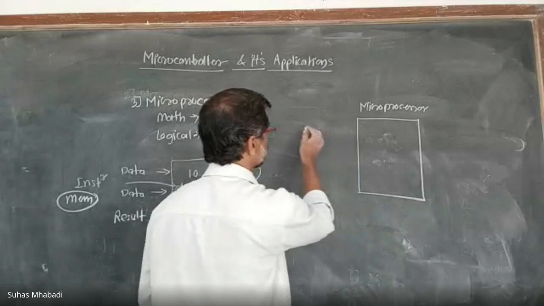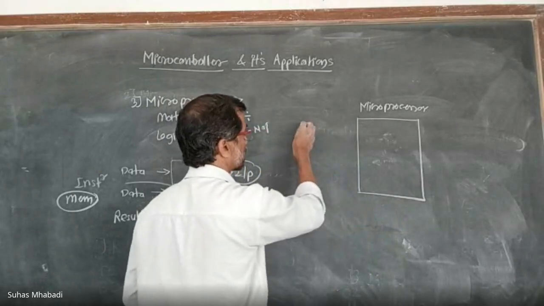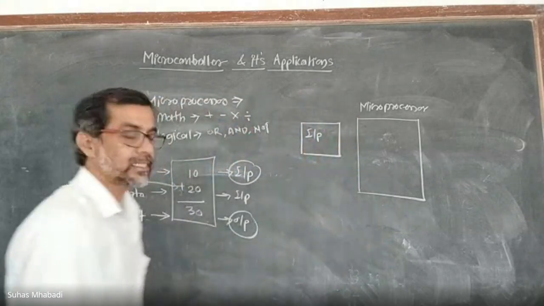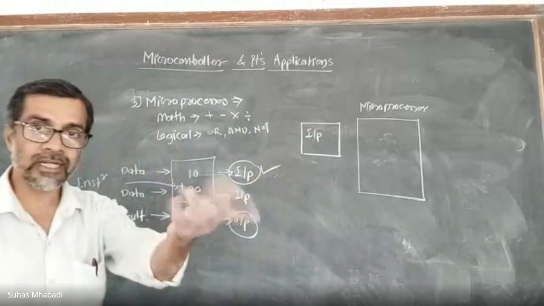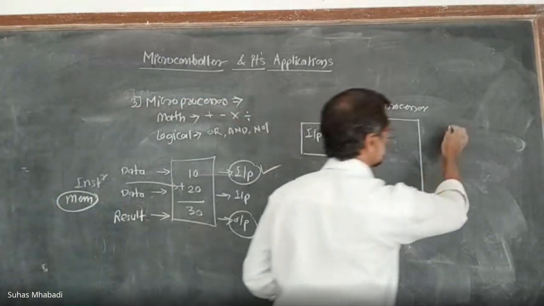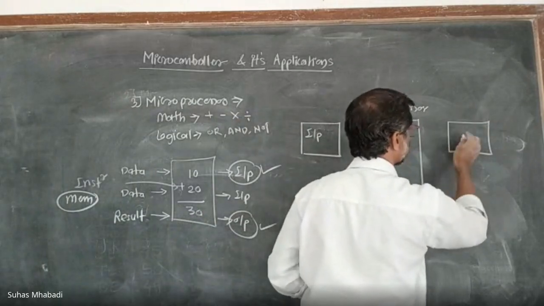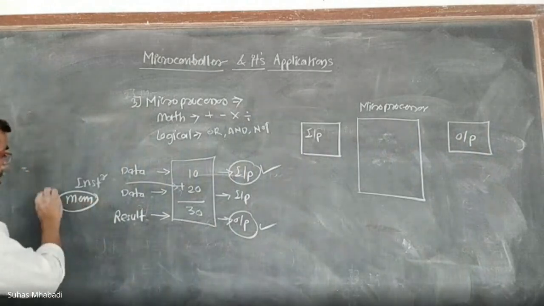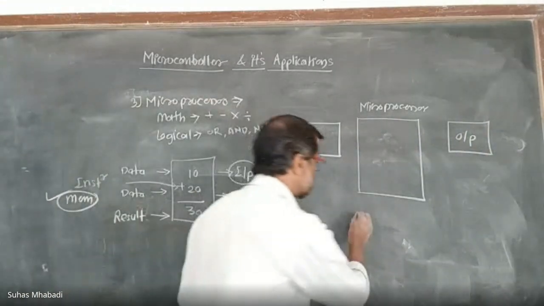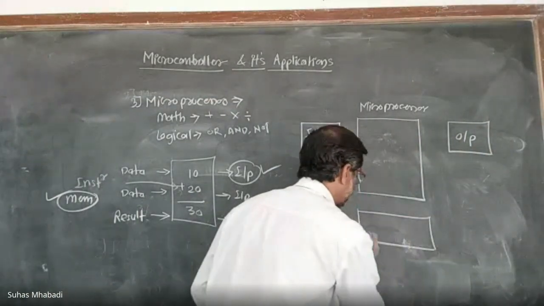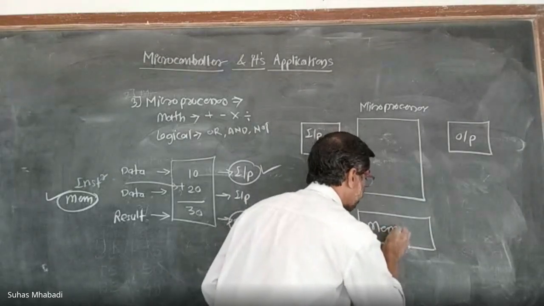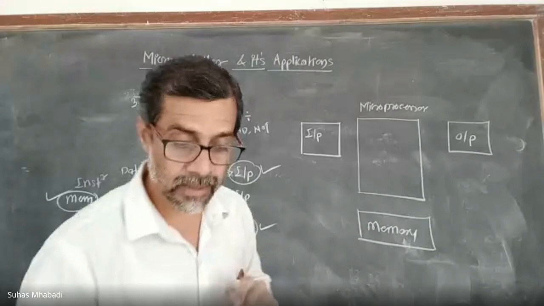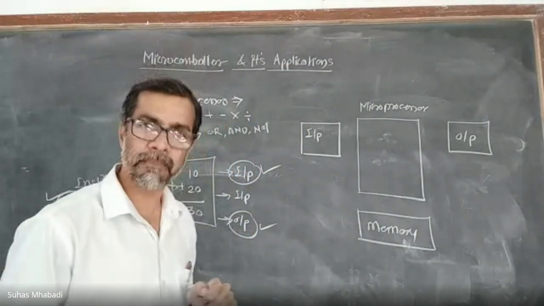One of them is an input device. Task is over. The other one is an output device. And the third one is memory. So somewhere here we require memory. This is called MUP. MUP means microprocessor. MP or MUP.